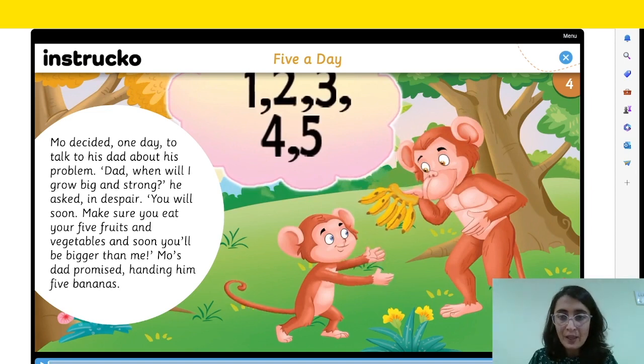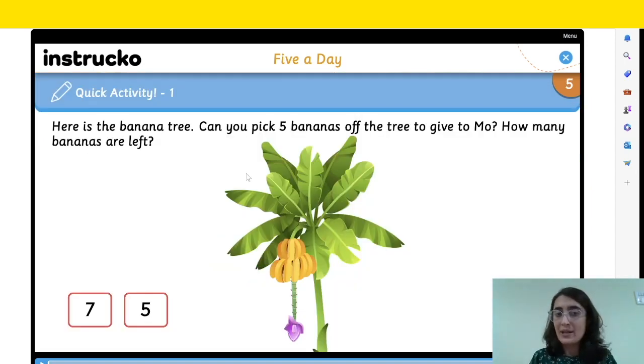Okay? Now, see, here is a banana tree. Now, can you pick 5 bananas off the tree to give to Mo? Okay, so on this tree, can you see these bananas hanging here? So out of all these bananas, we have to give 5 bananas to Mo. And then we have to tell how many bananas are left on the tree.